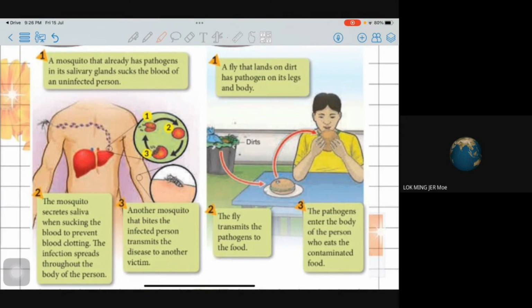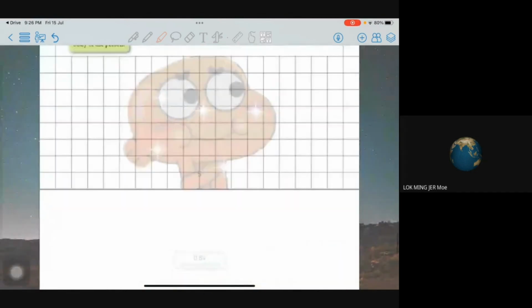Understand? So that's why we need to close the food if you don't want to eat it yet. Close the food before the fly goes to your food. Okay, then done with chapter 4.